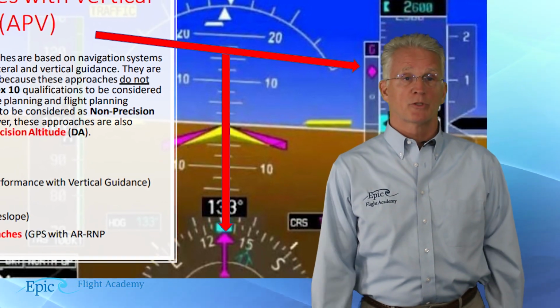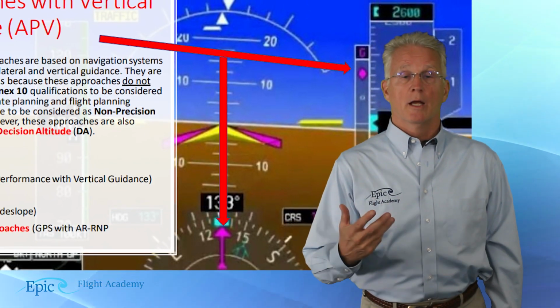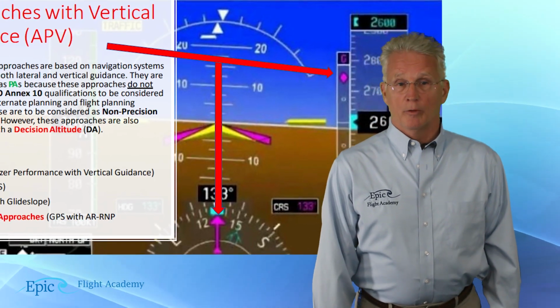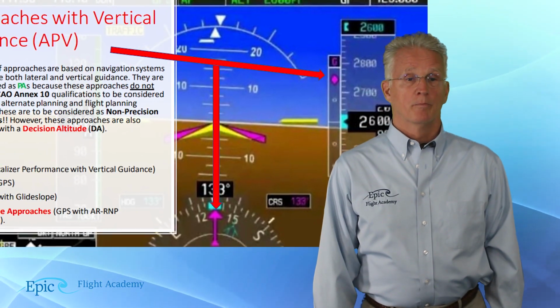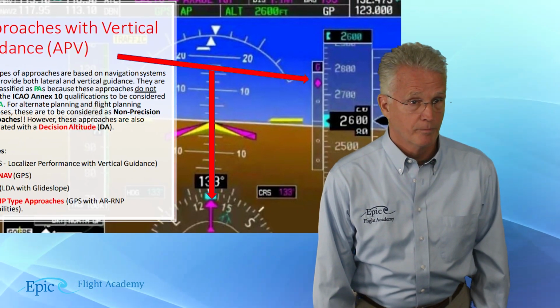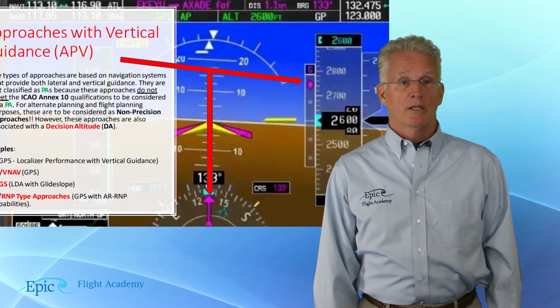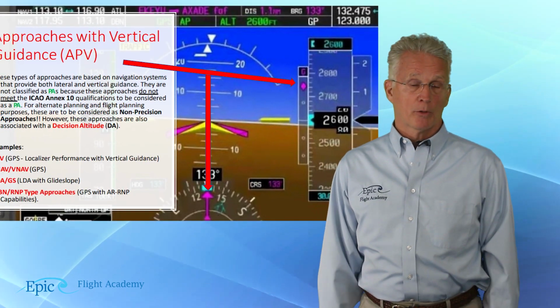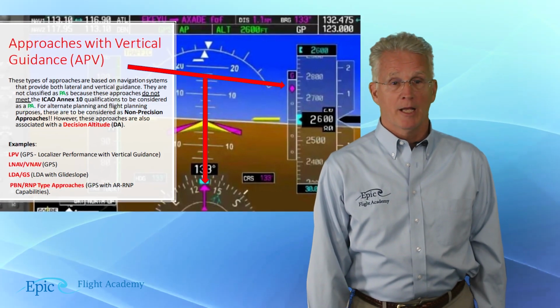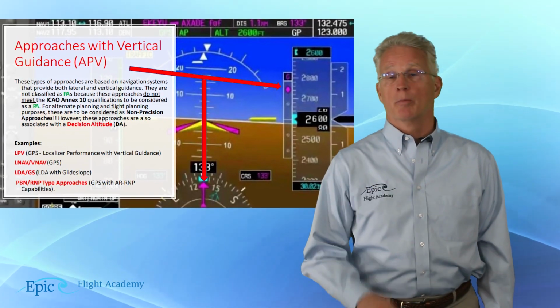Examples of approaches with vertical guidance, or the APV category, are the LPV approach, the LNAV/VNAV approach, the LDA/glide slope approach, and the PBN/RNP type approaches.